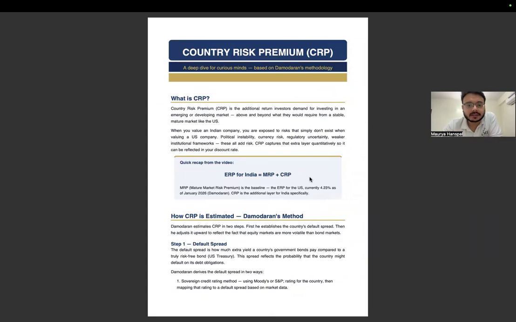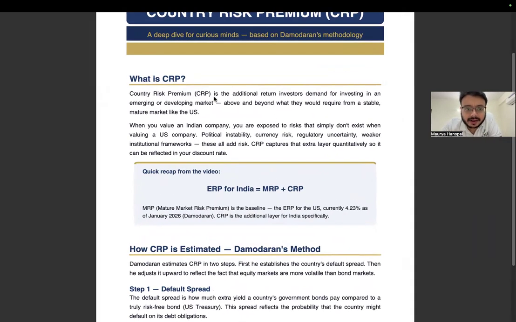So if we just go in here, this is the country risk premium file. It says the country risk premium is the additional return investors demand for investing into an emerging or developing market. In a company you are getting money anyway, but what additional can you get while investing into that emerging country or a developing country, above and beyond what they would require from a stable, mature market like the US. Here the country's factor also comes into place.